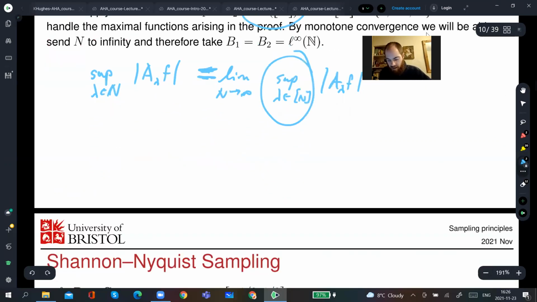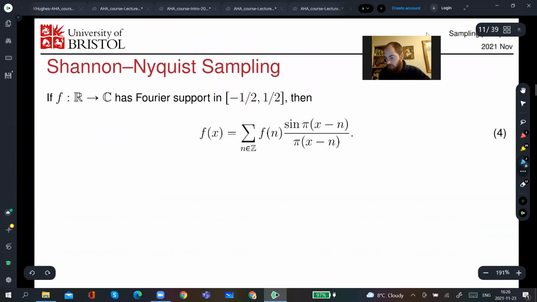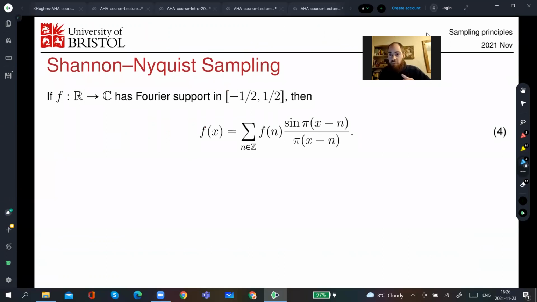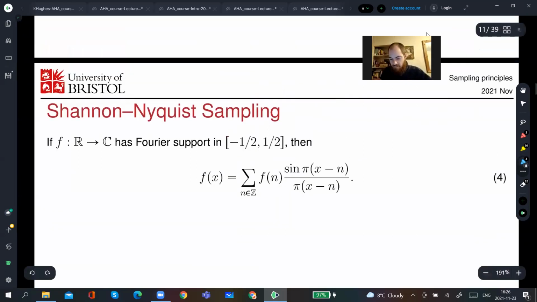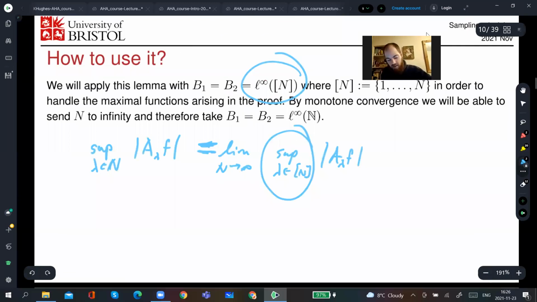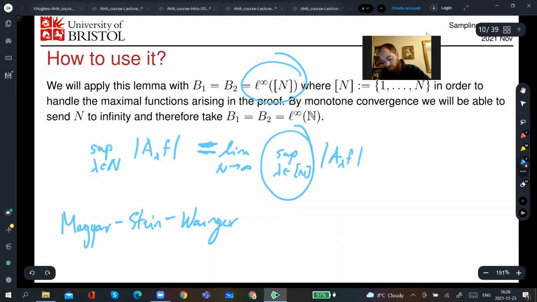But let's go back and actually see where this came from. Their version, in the Magyar, Stein, Wainger paper, which is titled Discrete Analogs in Harmonic Analysis: Spherical Averages. I'll write that down since I haven't yet. Magyar, Stein, Wainger. This is one of the seminal papers in the field. Discrete analogs in harmonic analysis.